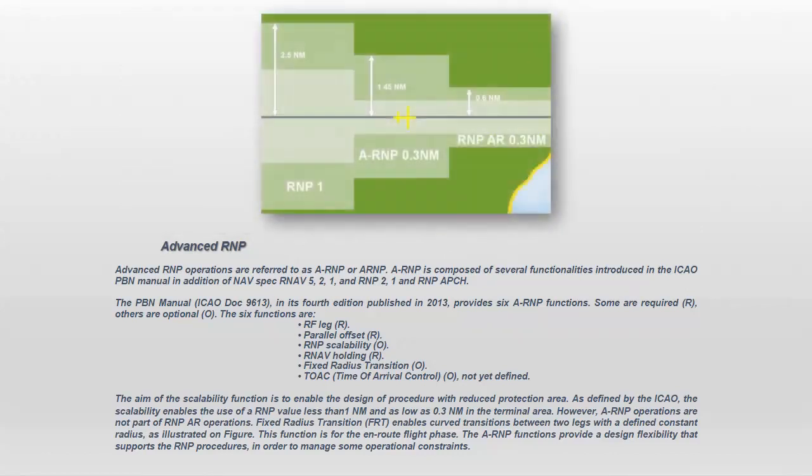The aim of the scalability function is to enable the design of procedure with reduced protection area. As defined by the ICAO, the scalability enables the use of a RNP value less than 1 nautical mile and as low as 0.3 nautical miles in the terminal area. However, ARNP operations are not part of RNP AR operations.